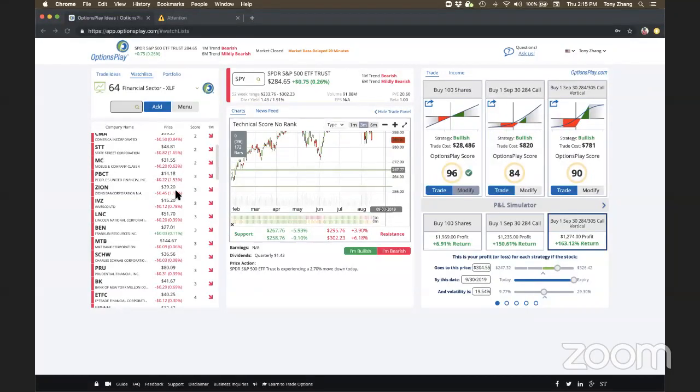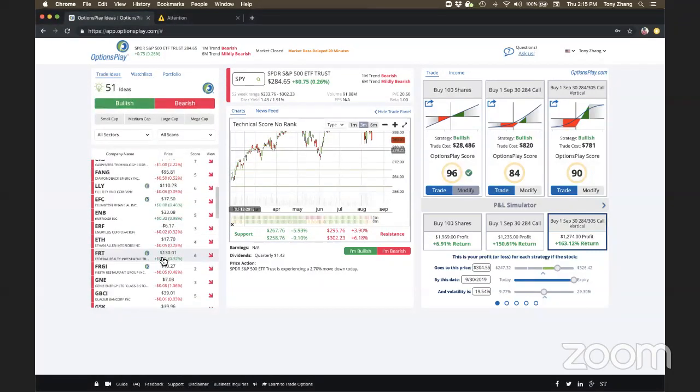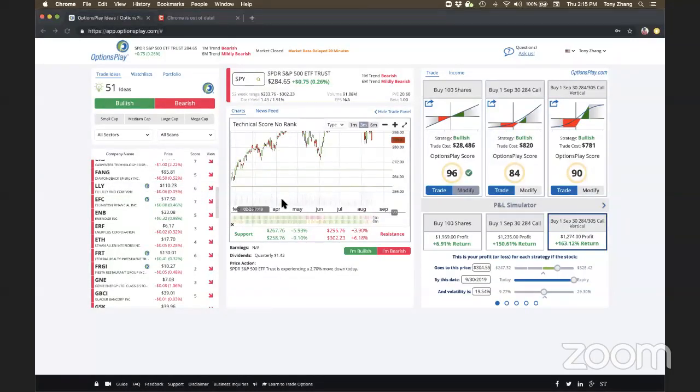Joshua is saying some of the stock symbols under trade ideas have an options play symbol. What does that mean? So the trade ideas that have an options play logo are referring to stocks that met multiple scans. So Eli Lilly triggered multiple sell signals for today, which is why it has the options play logo.